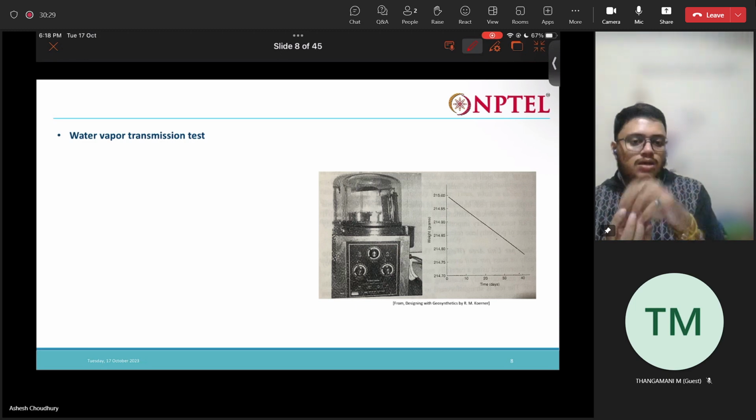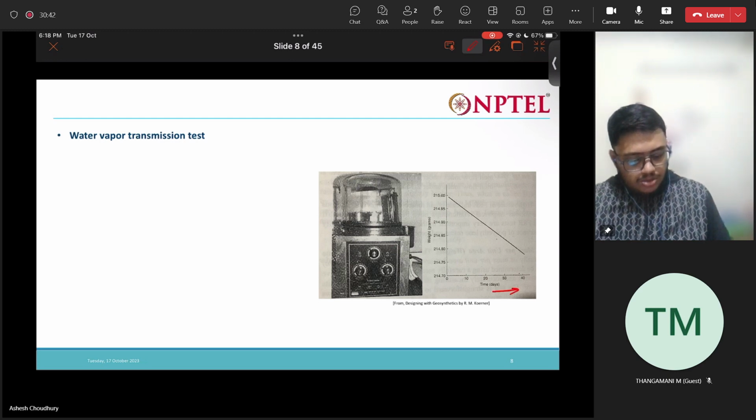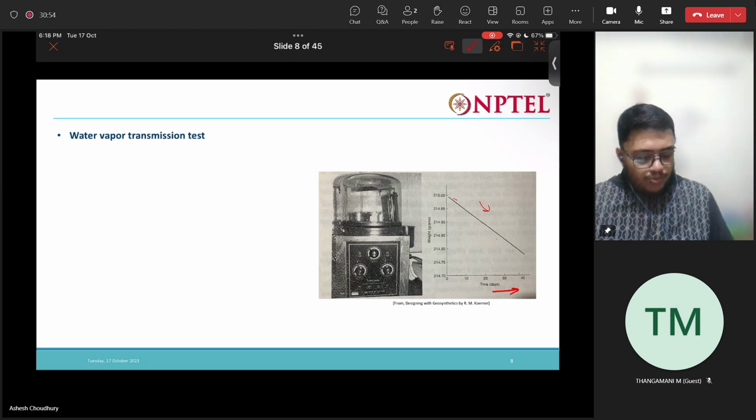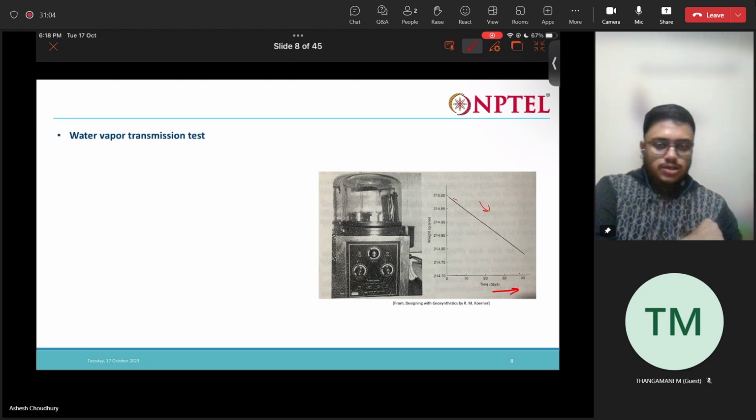There will be some diffusion of water vapor from inside to outside. So the loss of water in the cup is calculated with time. Here you can see as time increases, the weight of water inside this cup is reducing. Initially it was 215 grams. In 40 days, almost 0.30 gram has reduced. So very little, but some amount of water is coming out, which we have to monitor.